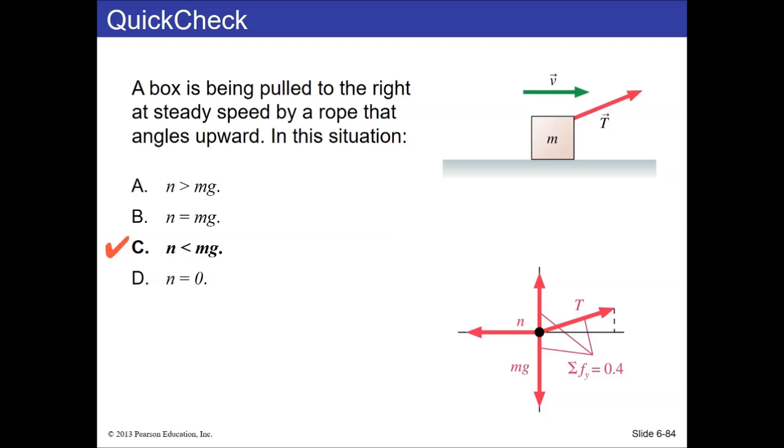Okay, so in this case, we have to think about the free body diagram. We've got gravity down, normal force up, tension up at this angle, and obviously some force to the left that balances tension so that we have steady speed. The force to the left is kinetic friction, and it matches the horizontal component of the tension. Now, if you look at the forces in the y direction, what do you have? You have gravity down, normal force up, and a component of tension that's up. What does that do? That's in the same direction as the normal force.